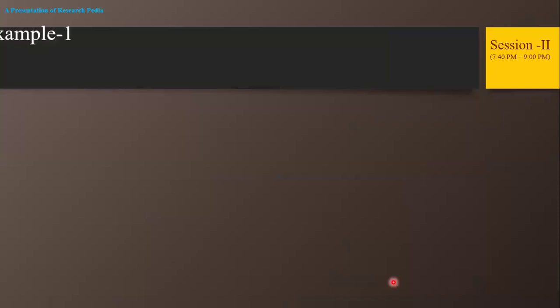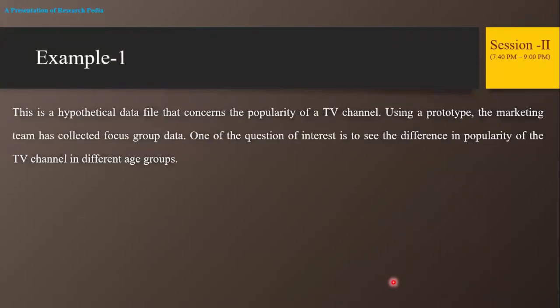So here starts your example number one. This is a hypothetical data file that concerns the popularity of a TV channel. Using a prototype, the marketing team has collected focus group data. One of the questions of interest is to see the difference in popularity of the TV channel in different age groups. Basically, the age groups may be three, they may be four, they may be five. So the researcher would like to know whether the popularity of the TV channel differs across age groups. So example one is related to this.